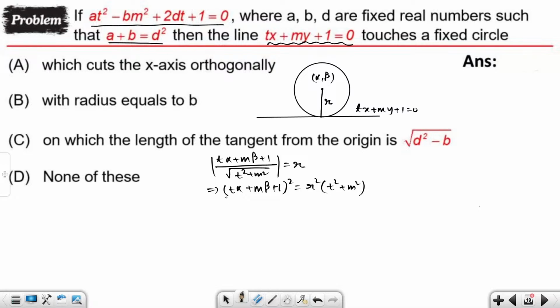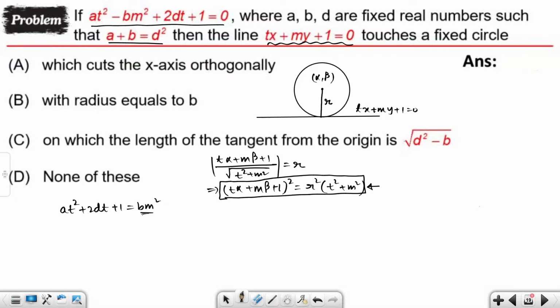Okay. So now what we will do, we will try to find out this relation from the given conditions, because we don't have any other way to find out this condition. Only with the given condition we will find out. So the right hand side we are having t square plus m square. So I need m square on the right hand side and t square on the right hand side with a common term r square. So for that, I'm writing a t square plus 2 dt plus 1 equals to b m square.